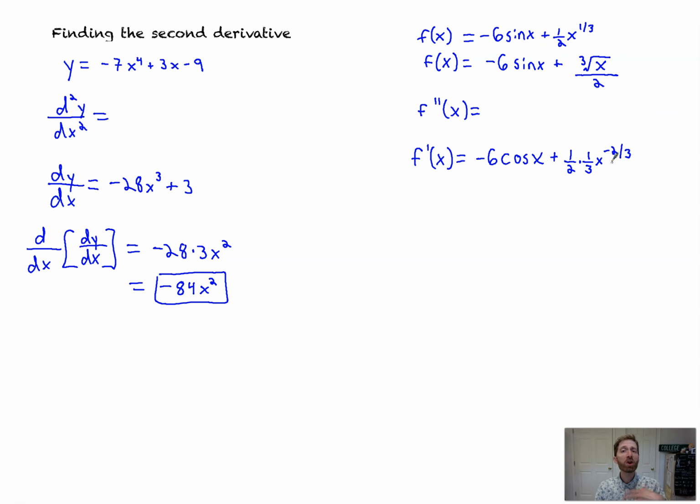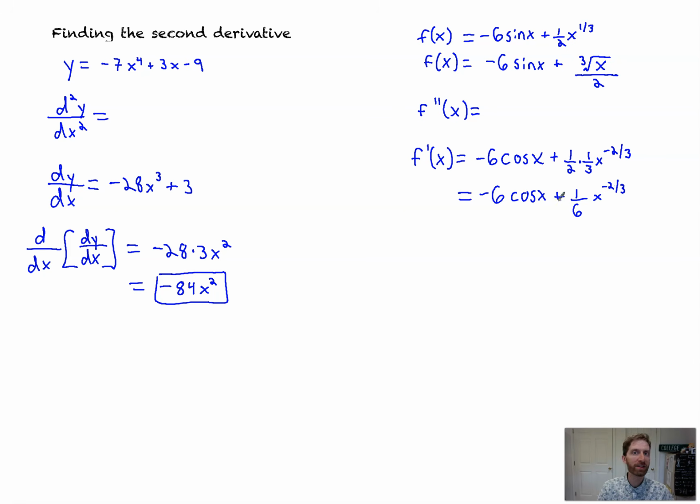Now, before you go and rewrite this and bring the negative exponent downstairs in the denominator, think for a second. Do I want to do that? What's my goal? I need to take a derivative of this again. So if you brought this downstairs in the denominator, made it a positive exponent, you just have to undo it anyway and rewrite that. So keep this like this. We'll simplify it a little bit. Get minus 6 cosine x plus 1/6 x to the negative 2/3.